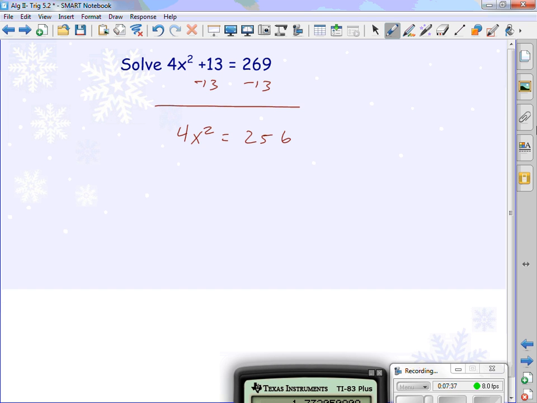Now what would I do? Divide by 4. 256 divided by 4 is 64. Now I have x squared equals 64. Now in order to get rid of a square, I take the square root. X equals plus or minus 8.